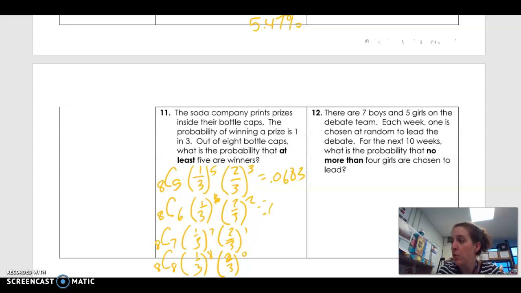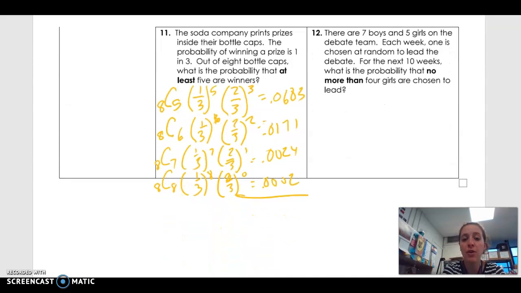So I've got 0.0683, 0.0171, 0.0024, 0.0002. So now that I have all of those, I just add them all together to come up with my overall probability. Ooh, that's an 8. Those are both 8s. Or if I want to write a percentage, I would have 8.8%, right? And so we can just look at each little piece individually and then see where it falls.